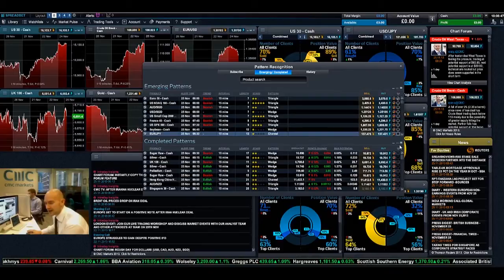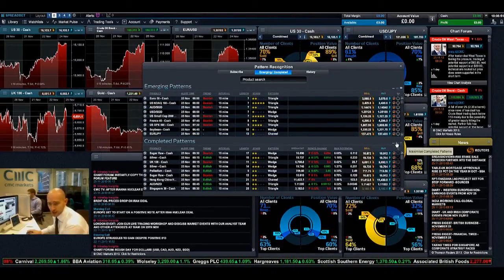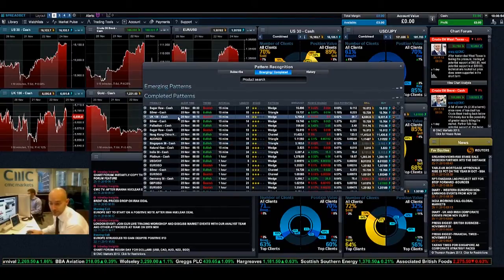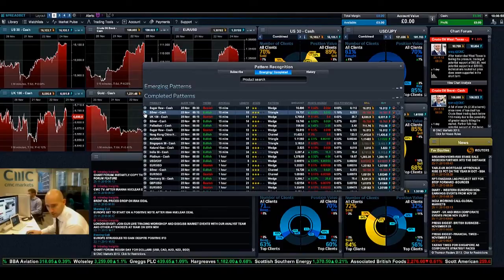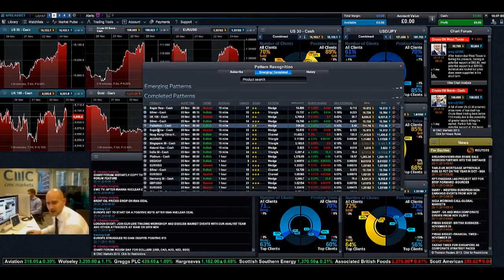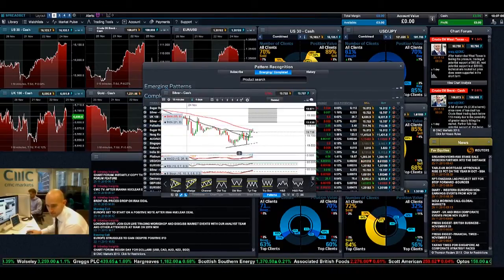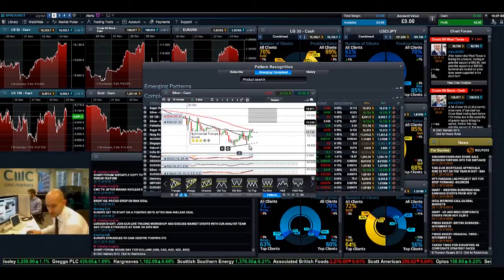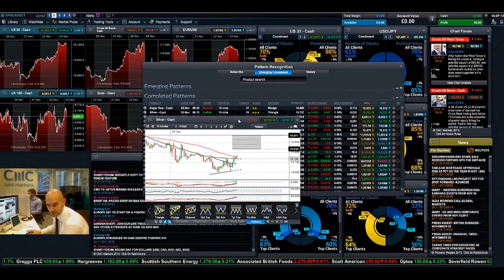But as I said before, I personally prefer the completed pattern section because these are technical trade setups that I can be involved in right away. So if we have a look at silver, for example, I'm going to open up a chart right there, and I'll run through what all the different columns mean on here. As you can see, the difference in this instance is that you've got your resistance, you've got your support, then you've got a price projection box. So let's have a look at silver in more detail.